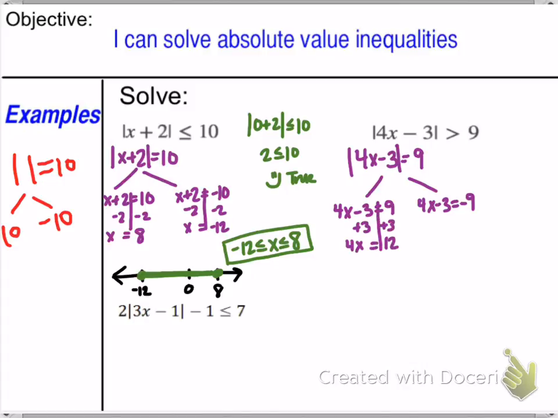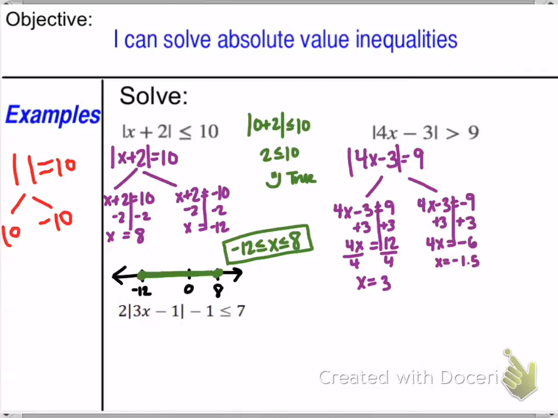So I get 4x equals 12. And then you're going to divide by 4 to get x by itself. Okay, so my first boundary point is at x equals 3. Now I do that again, add 3 and divide by 4.